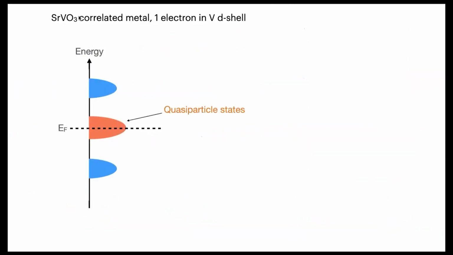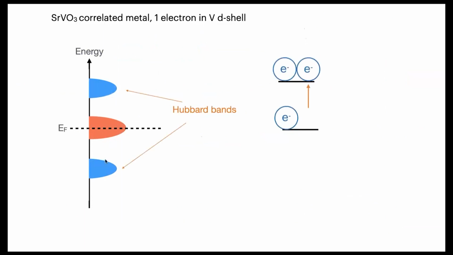So how do we think of this, right? If you have strontium vanadate, you have one electron in the vanadium d shells, you have these quasi-particle states, and you also have these Hubbard bands. So these are very similar to what you get from band theory, but narrower, as I was showing. And these Hubbard bands basically correspond to excitations that go from one multiplet state to the other, right? So from one electron to two electrons, you have some Coulomb repulsion U, for example.